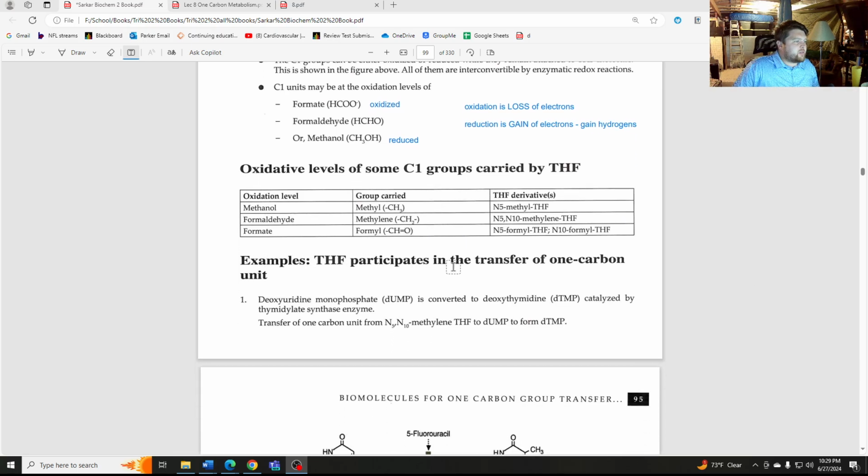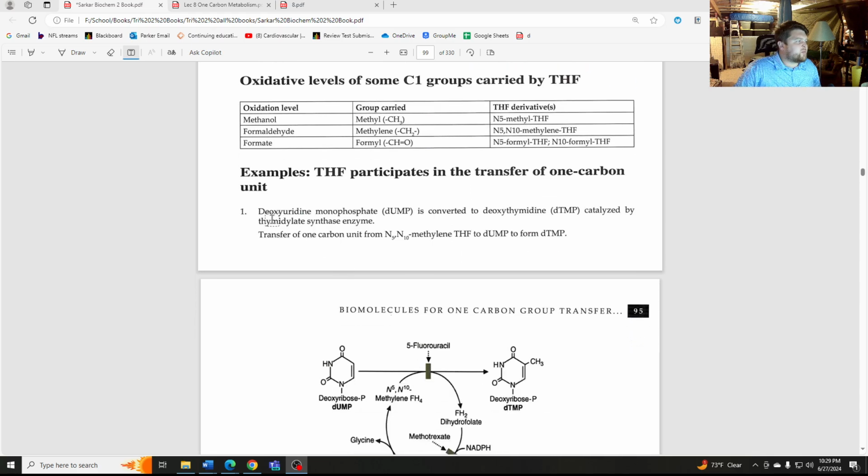So THF participates in the transfer of the 1 carbon units. Deoxyuridine monophosphate, DUMP, is going to be converted to deoxythymidine monophosphate, also known as DTMP, catalyzed by the thymidylate synthase enzyme. This is going to be one of the enzymes, as well as the reactions, especially DTMP, that we're going to want to remember in the future.